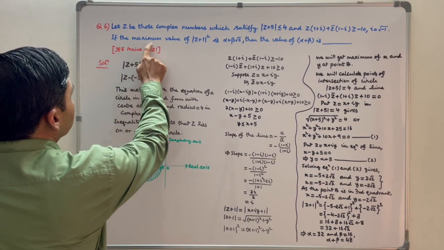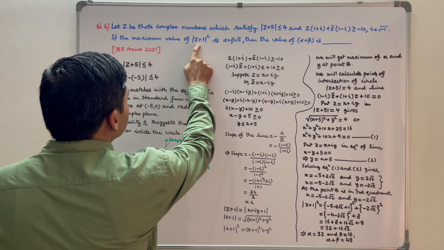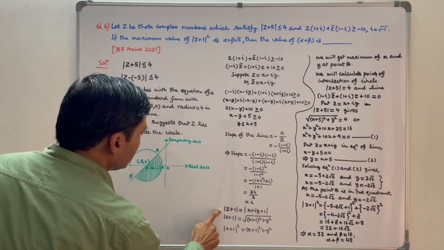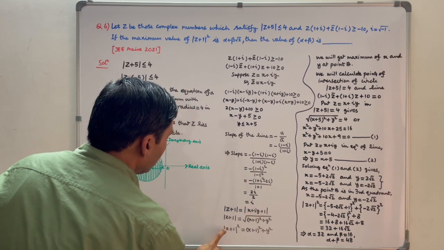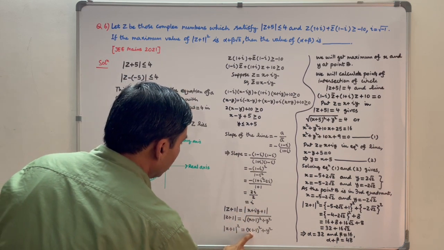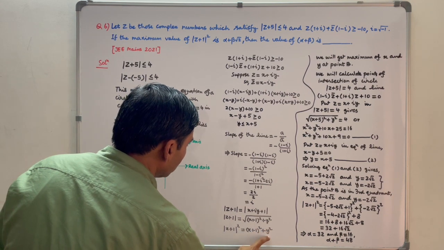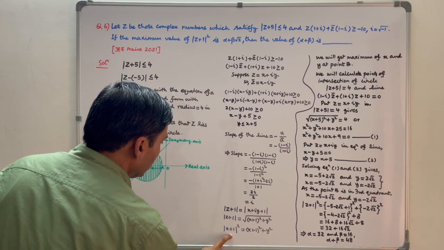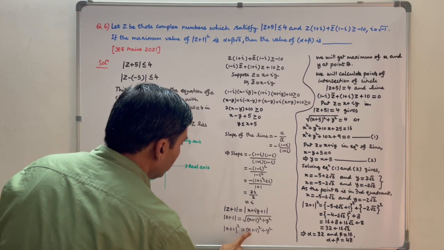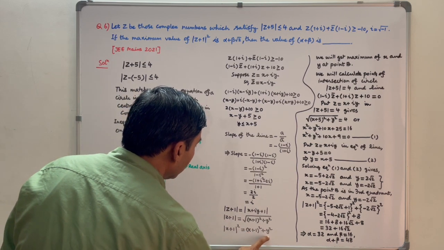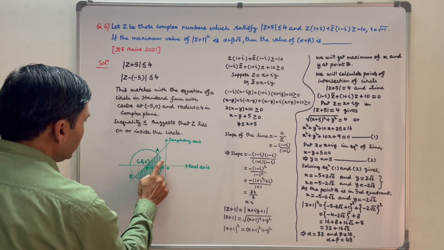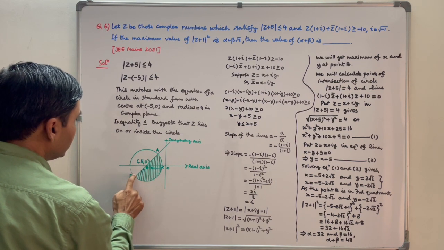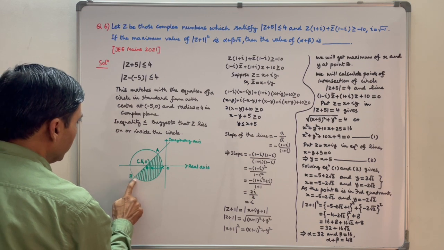We need to find maximum value of mod z plus 1 square. Mod z plus 1 is equal to mod x plus iy plus 1. Mod z plus 1 square is equal to x plus 1 whole square plus y square. Mod z plus 1 square will be maximum when x and y both are maximum. So where should the point z lie in this region so that its x and y values are maximum? It should be at point B.